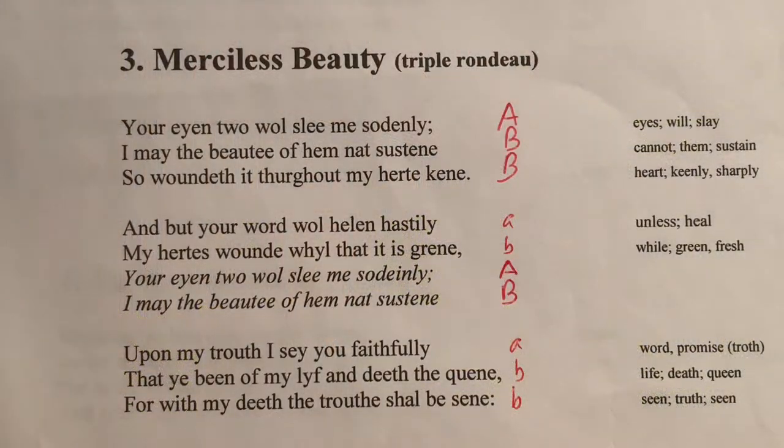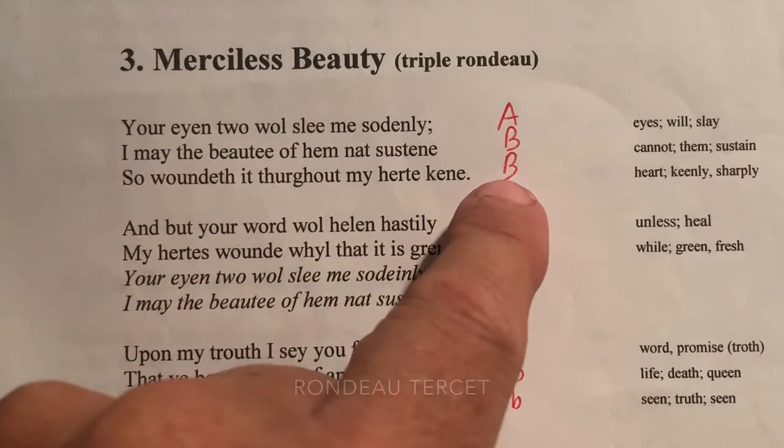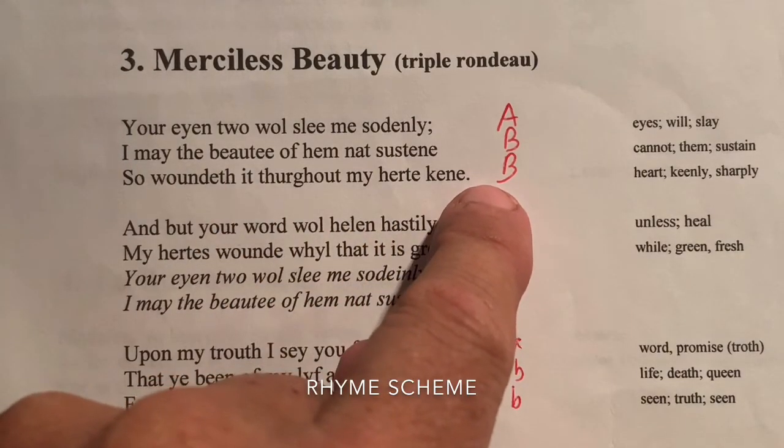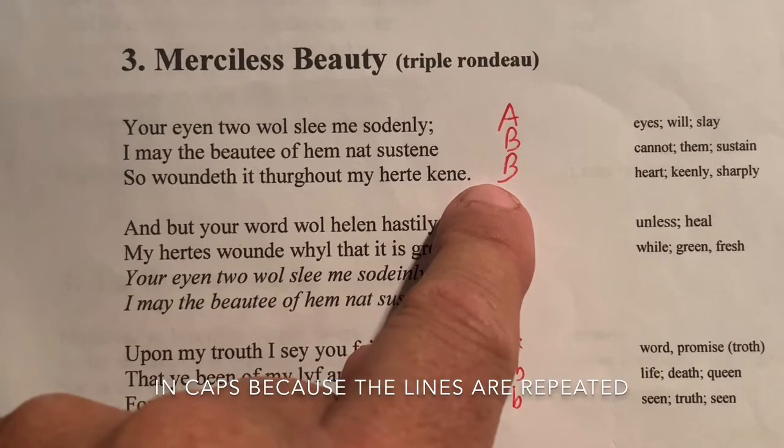It's no longer 8 lines. It's going to be either 11 lines or 13 lines, depending on the design you're doing with the rondeau tercet. Chaucer and the English preferred 13. As you can see, the rondeau tercet has a 3-line refrain. I've marked out the rhyme scheme A, B, B.